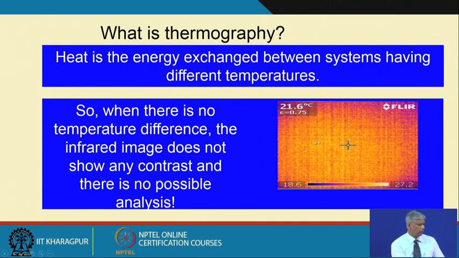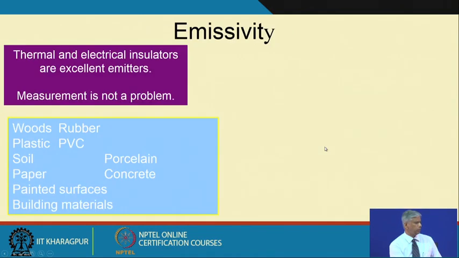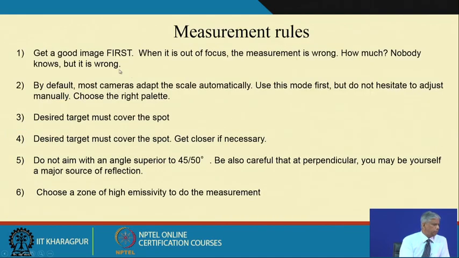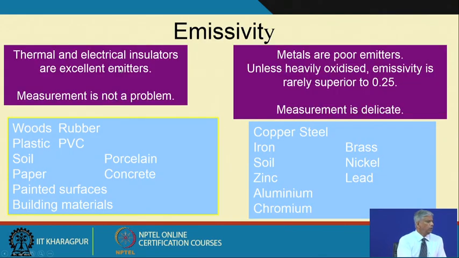So, if the bodies are at the same temperature, there will be no color contrast, because there is no temperature difference. So, coming back to this emissivity, thermal and electrical insulators are excellent emitters. So, measurement is not a problem. Woods, rubber, plastic, PVC, soil, paper, painted surface, building material, porcelain, concrete, they all have a high emissivity, and then we can use this to measure the surface temperature by IR.